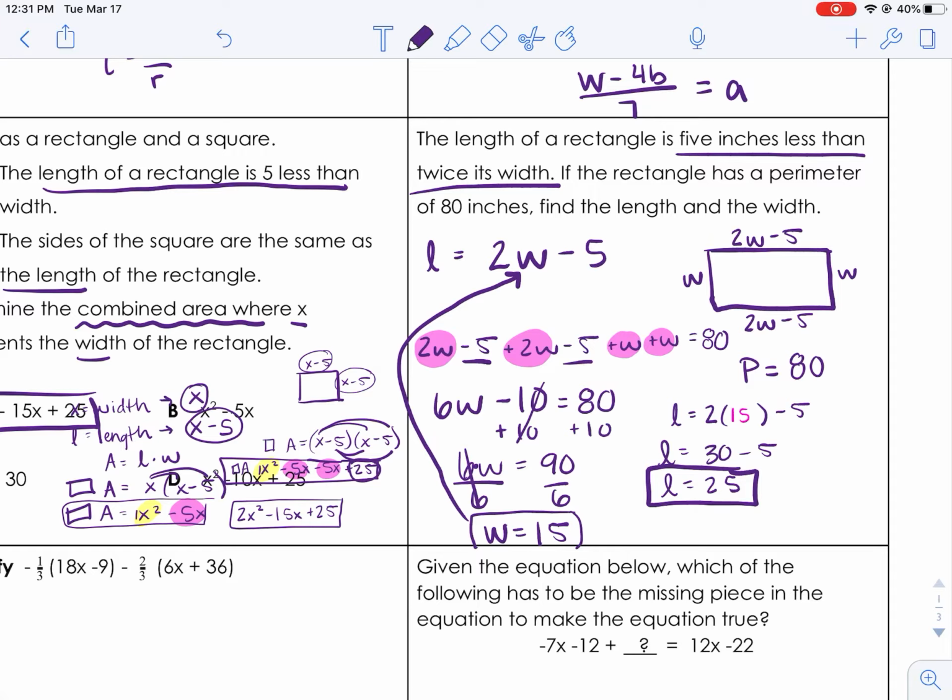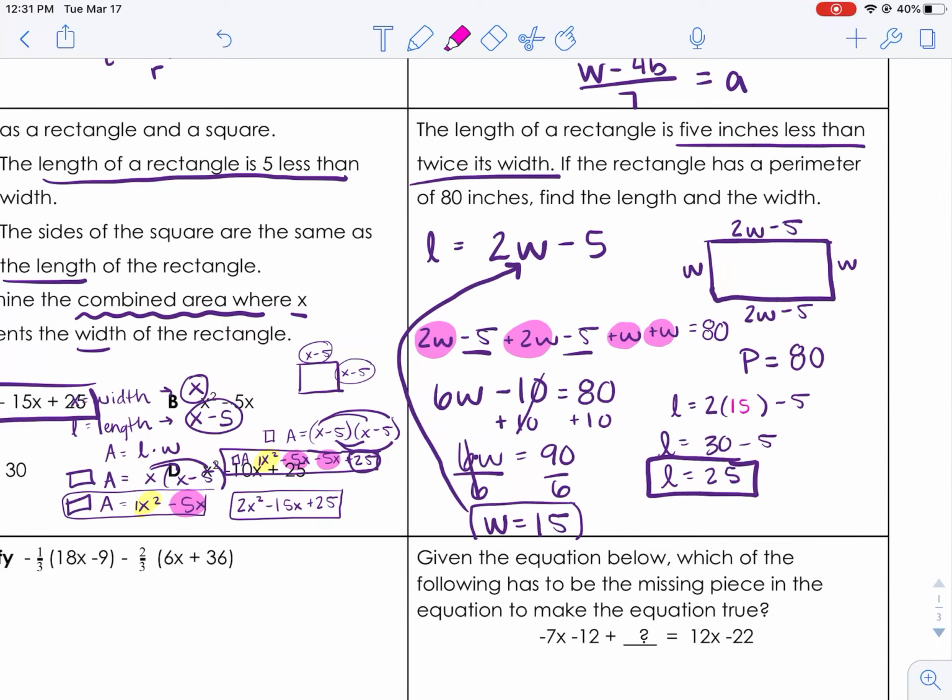And that should be enough information. So it says we wanted to find the length and the width. Well, our width is 15, our length is 25.